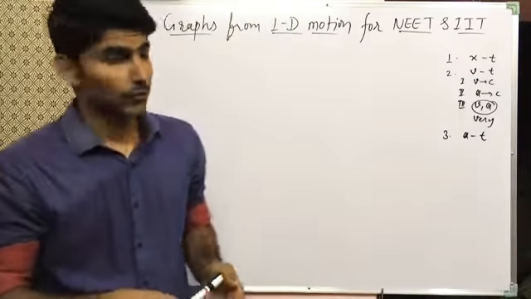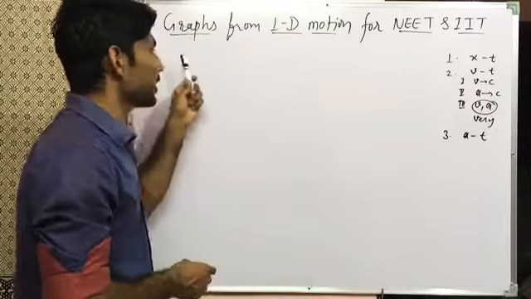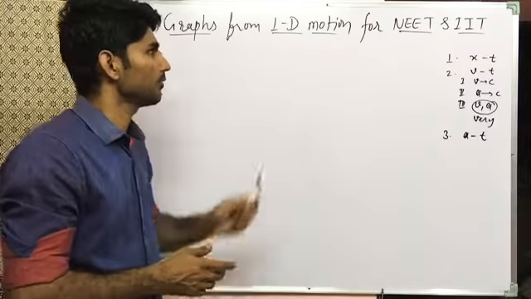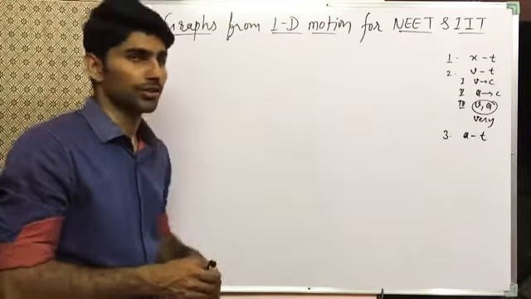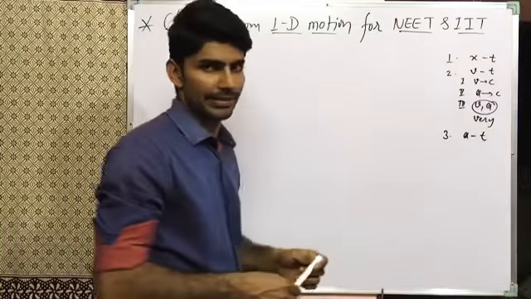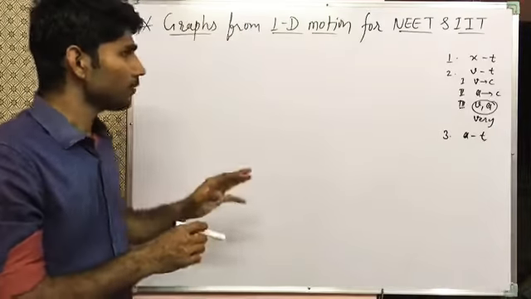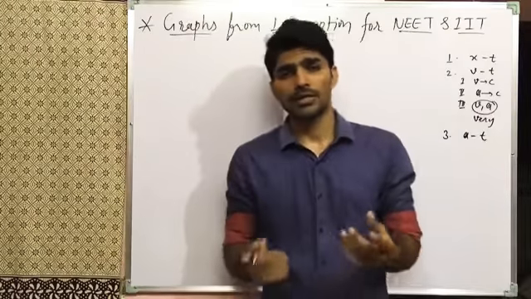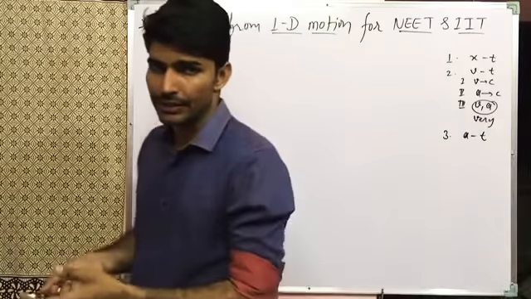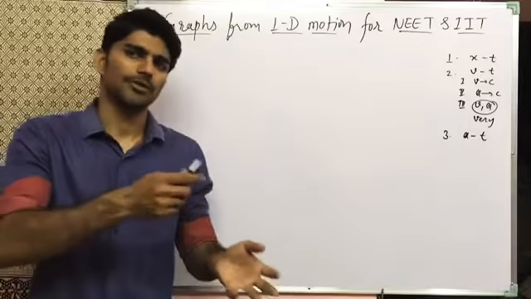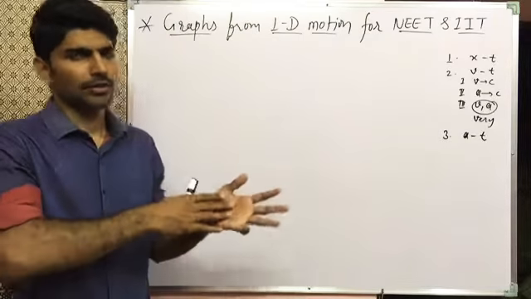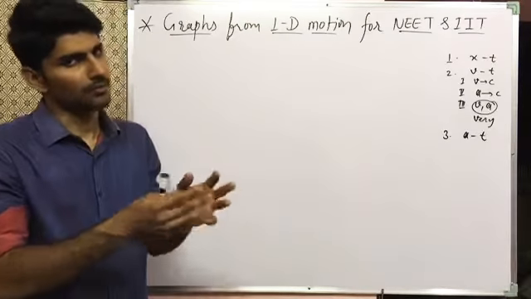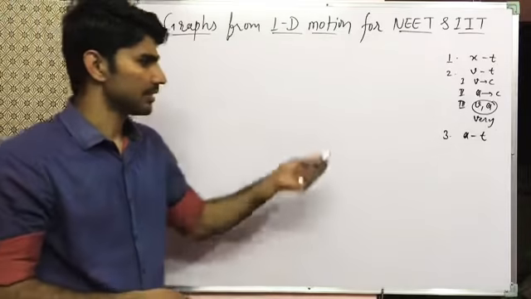Today in this video we will discuss the graphs from 1D motion or one-dimensional motion for NEET and IIT JEE. So in one-dimensional motion we discuss displacement, time, velocity and acceleration, and we derive the relation between these things: between displacement and time, between velocity and time, between acceleration and time.